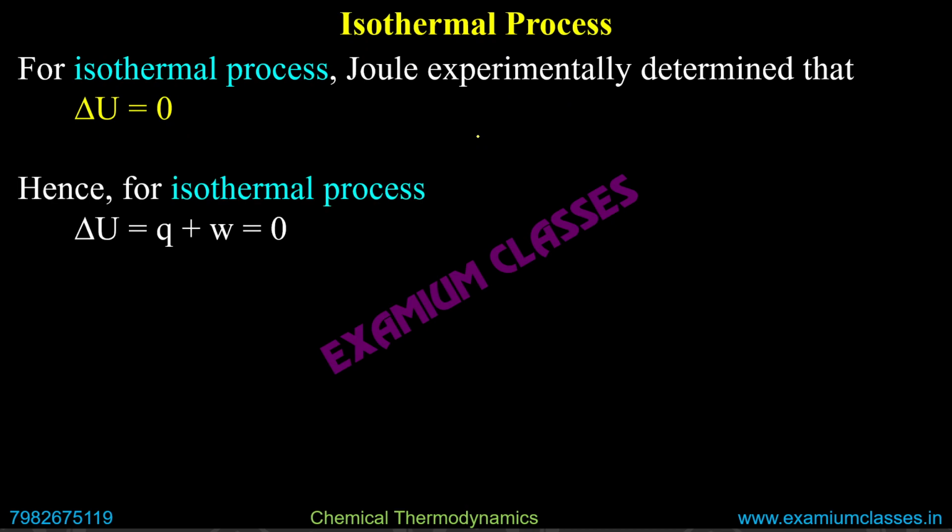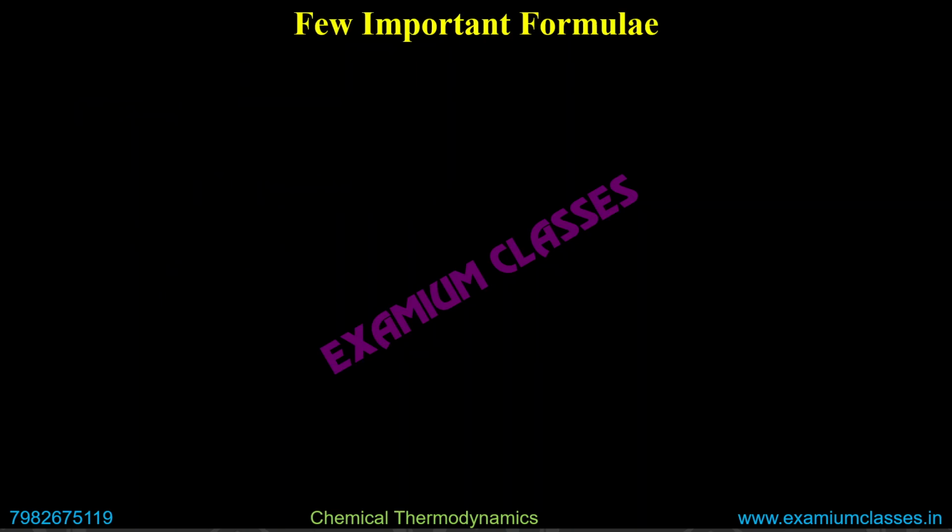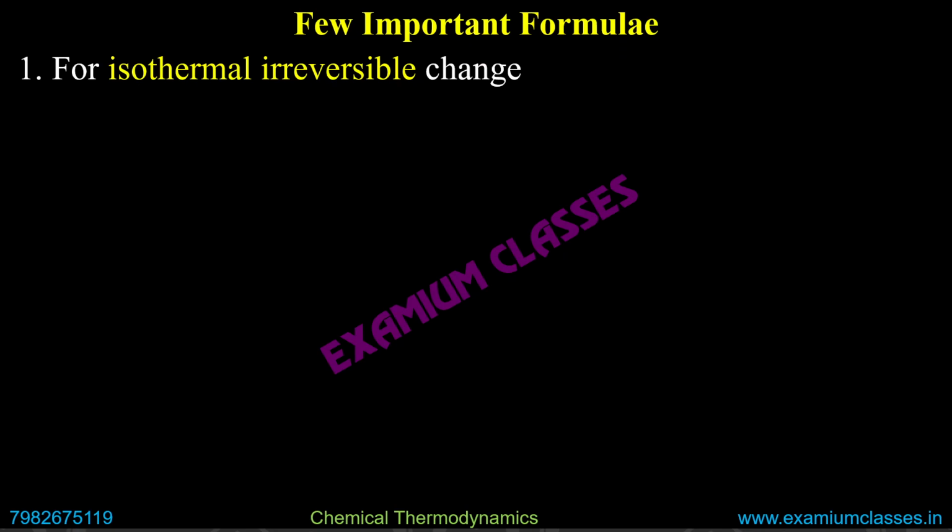Hence for isothermal process, first law of thermodynamics gives us Q plus W will be 0. If Q plus W is 0, Q will be equal to minus W. So whatever formula you have for work, you can apply for heat in case of isothermal process only. Remember, these formulas will be applicable only for isothermal processes. Whatever is written here, few important formula I am talking about.